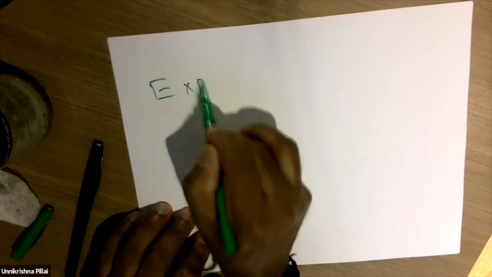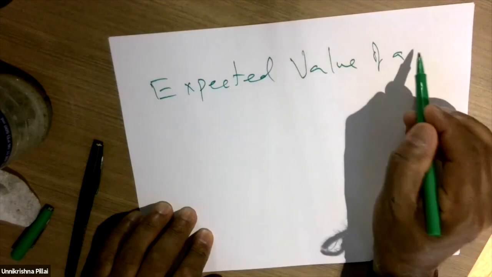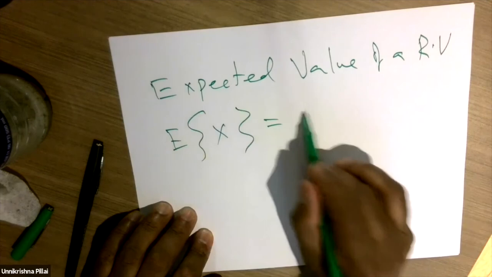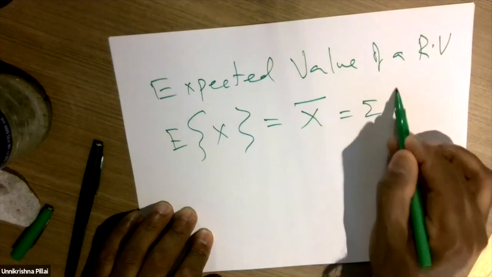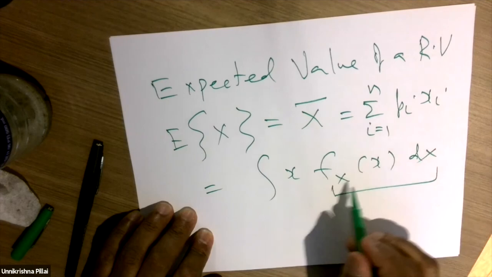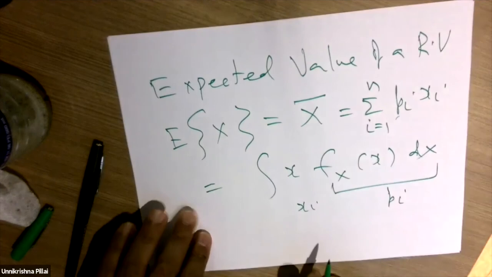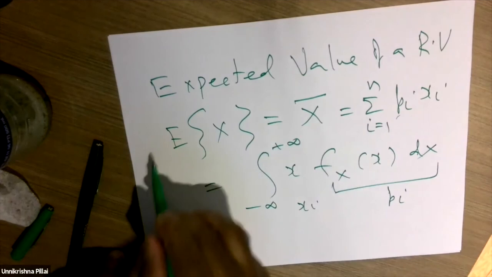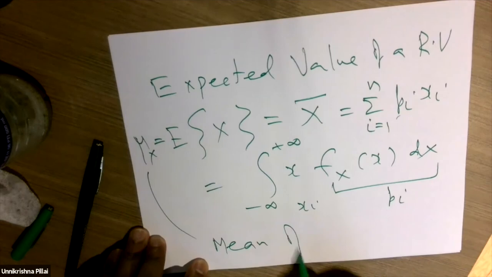So with this, we will define something called the expected value of a random variable. We write it like this, expected value of X, sometimes we use an upper bar, not a lower bar. If it is discrete, we use just this. If it is continuous, it is going to be the integral of x f_X(x) dx. So f_X(x) dx plays the value of p_i, and x plays the value of x_i here. This is also called the mean. Sometimes the notation is mu_X. So that's the mean of random variable X.